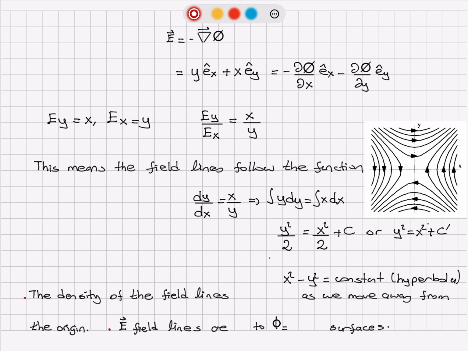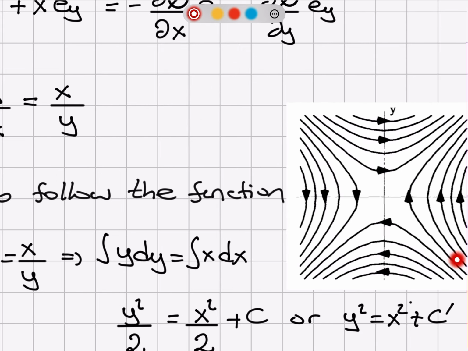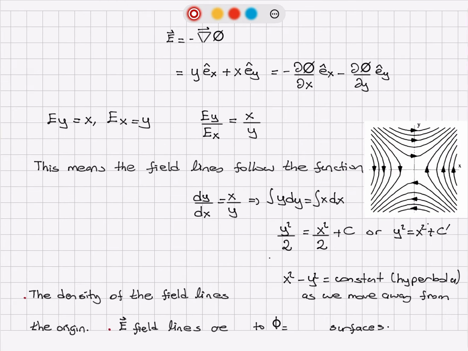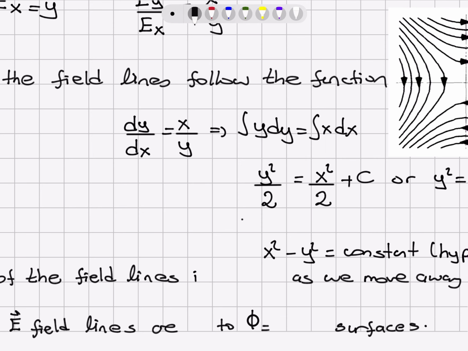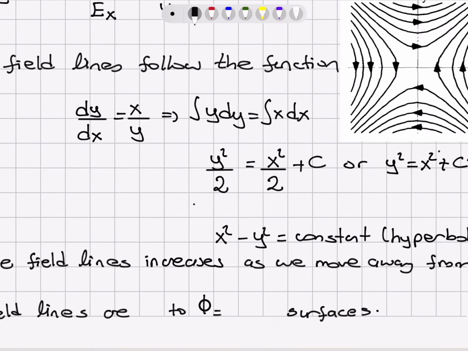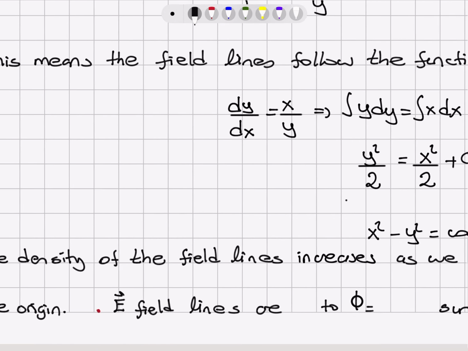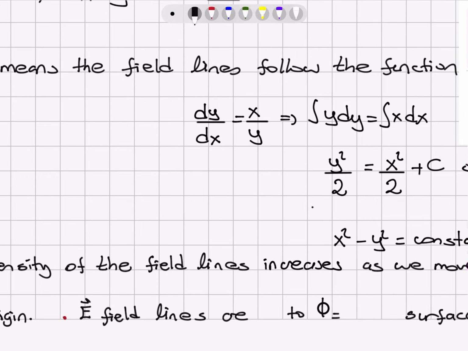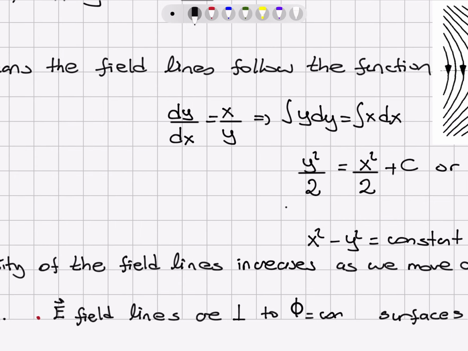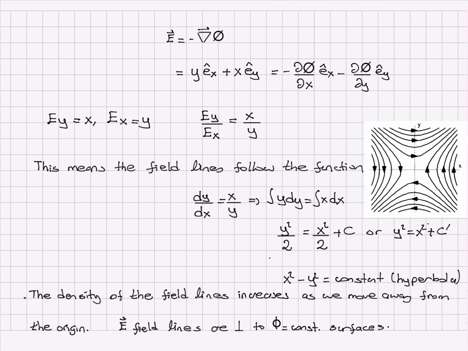Okay, so if we plot this, that's basically what we're going to see. These are the electric field lines, and the density of the field lines increases. This is our convention as we move away from the origin, and the electric field lines are perpendicular to phi equal to constant surfaces. So that's what we know from our analysis of the gradient.